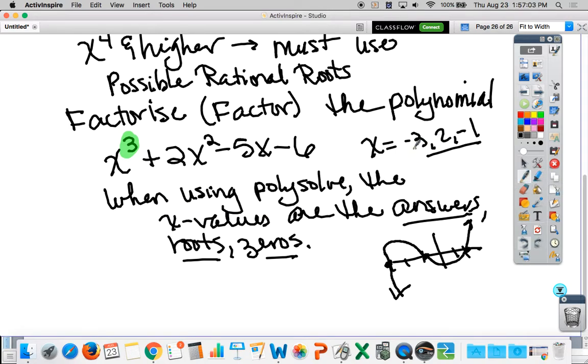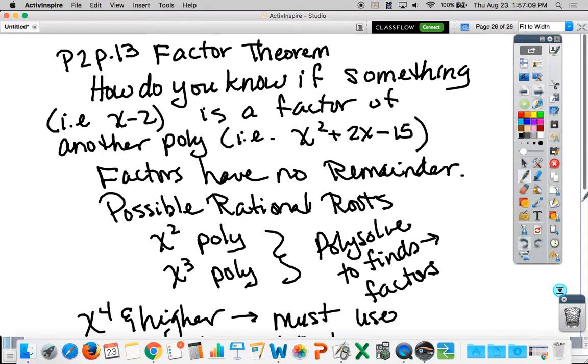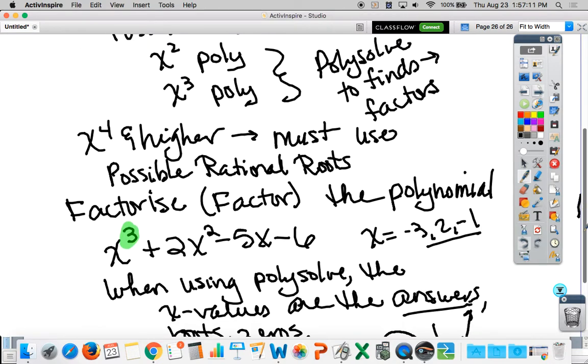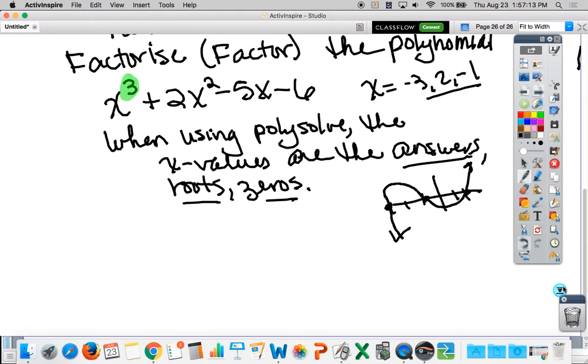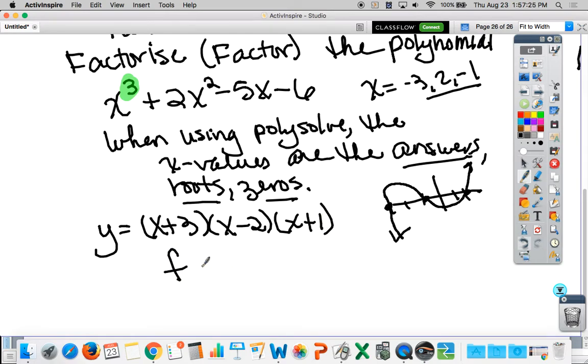Okay, so they gave you the 3 roots or zeros. How would I write this in factored form? Because that was actually what they asked me to do. X plus 3. X minus 2. This, everybody, are the factors or the factored form.